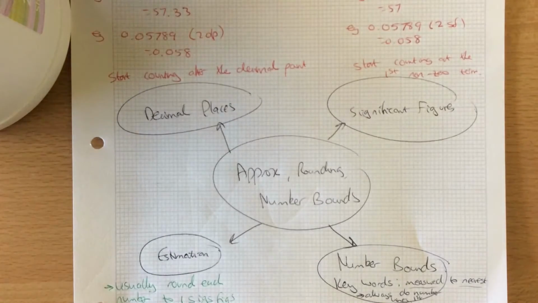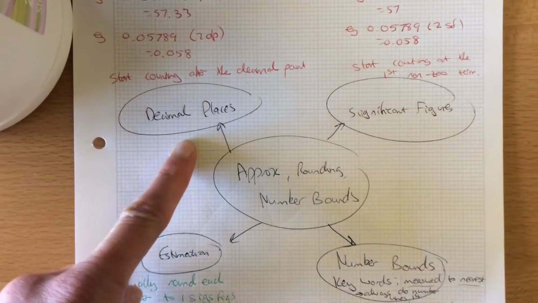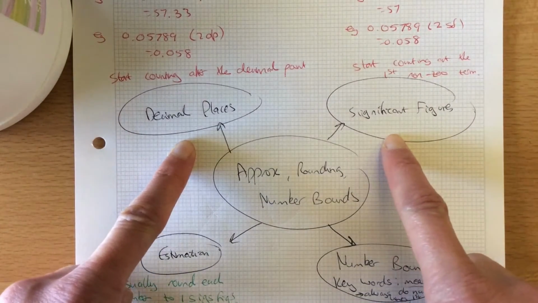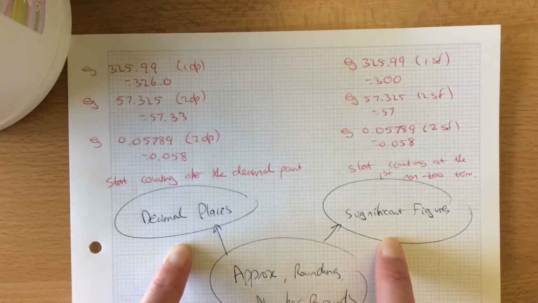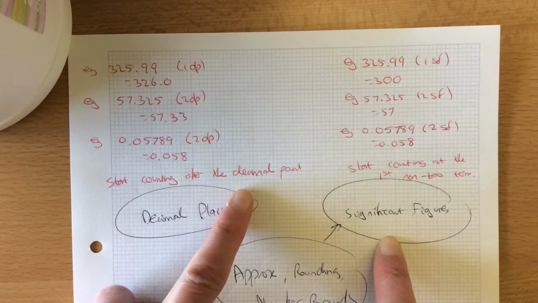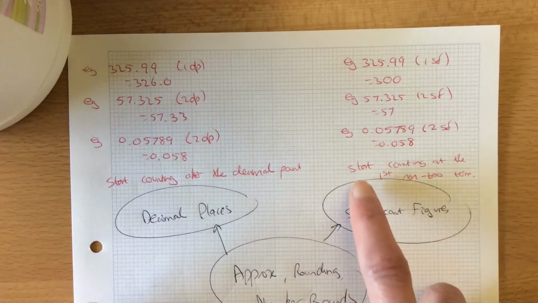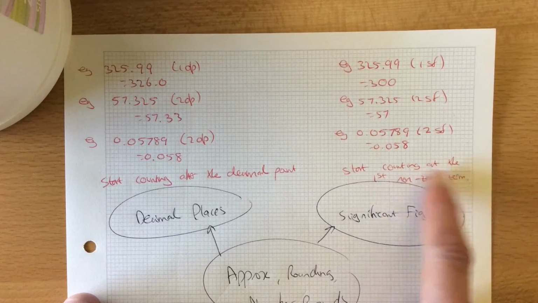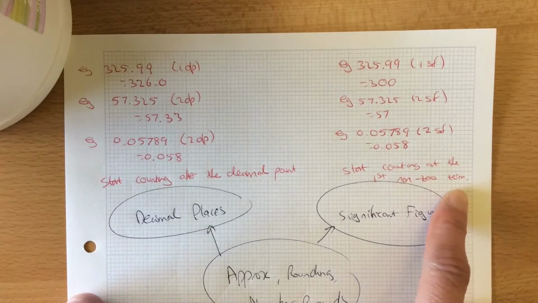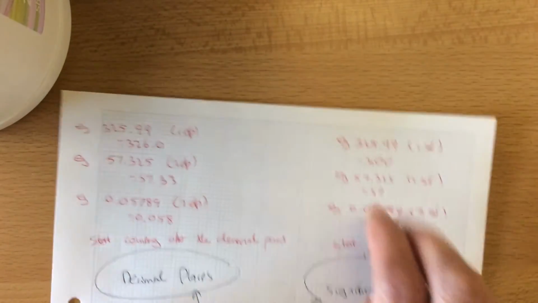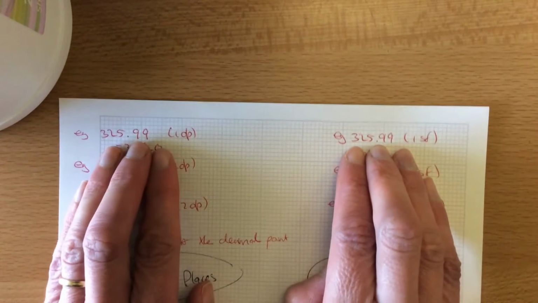Okay, I'm going to just talk you through the approximation, rounding and number bonds bubble. So decimal places and significant figures are the first ones. For decimal places, you start counting after the decimal point. For significant figures, you start counting at the first non-zero term. So what does that mean? If you look at my wee examples I have here, I'll do both together.